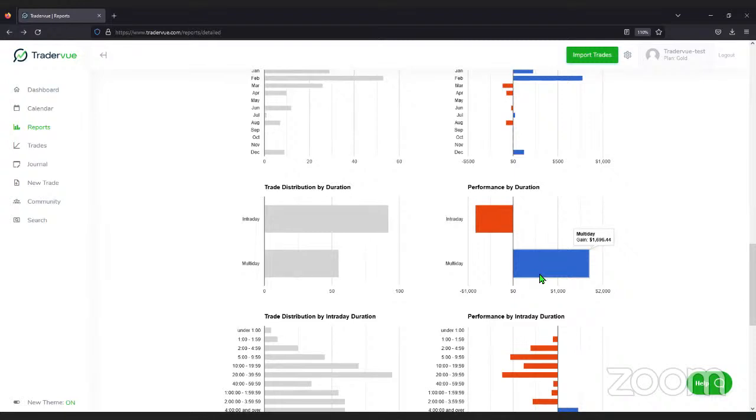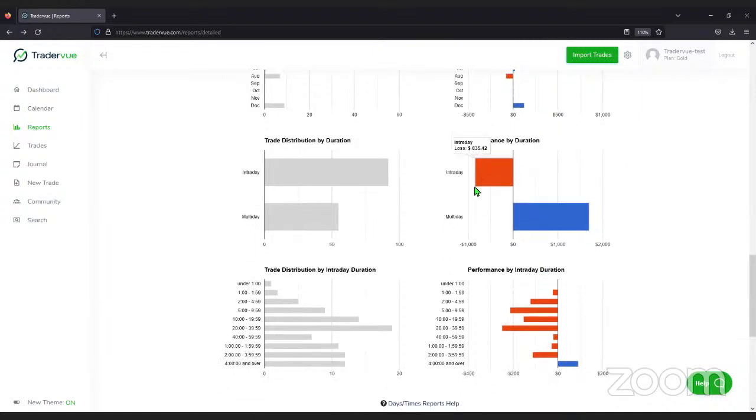And you can see the opposite. Maybe if you import your CSV file, you can see the opposite of it. And you know, that could be really insightful as well.